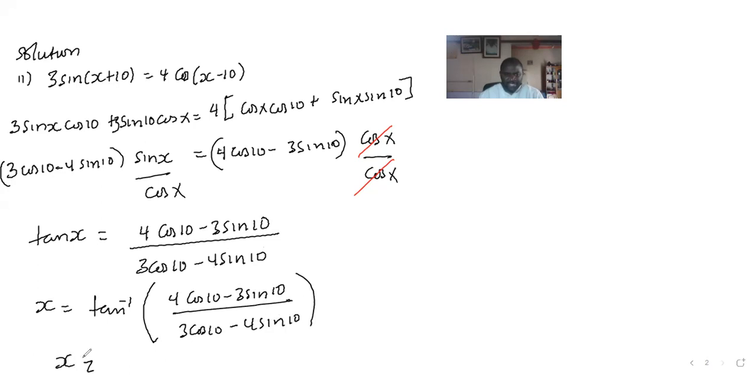Calculator, what are the answers? Because it's still a positive, the next answer we shall add on 180, from all students take cosine. So what's the first answer? Compute and give me the answers.